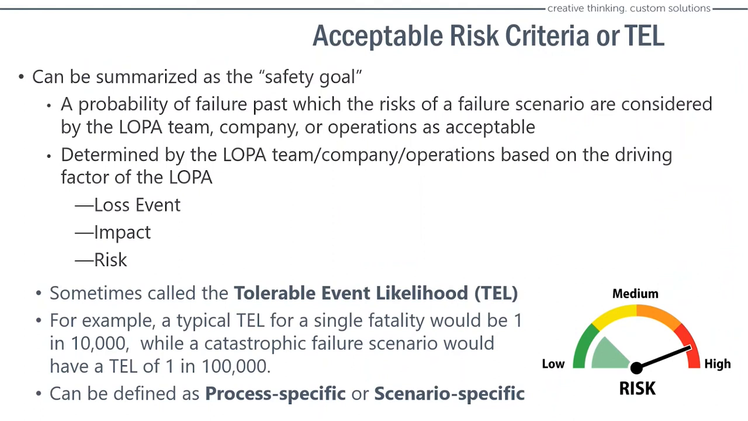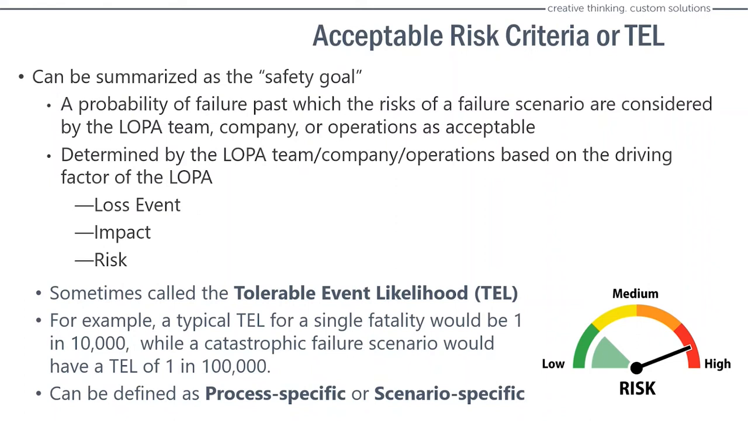So let's talk about acceptable risk criteria. It's summarize your safety goal. That's how we look at it. It's the probability of failure past which the risks of the failure scenario are considered by the LOPA team, company, or operations as acceptable. And like I said, it could be very much focused on a particular event, could be on an overall process, could be at the site level, could be at a corporate level. And there might be different risk criteria at each level, and also may be based on what the outcomes are. So it's not a set fixed number in all cases, but it definitely is something that needs to be determined before you go on with a LOPA, because you'll never know what's acceptable unless you kind of draw a line in the sand, and this is the line that gets drawn.